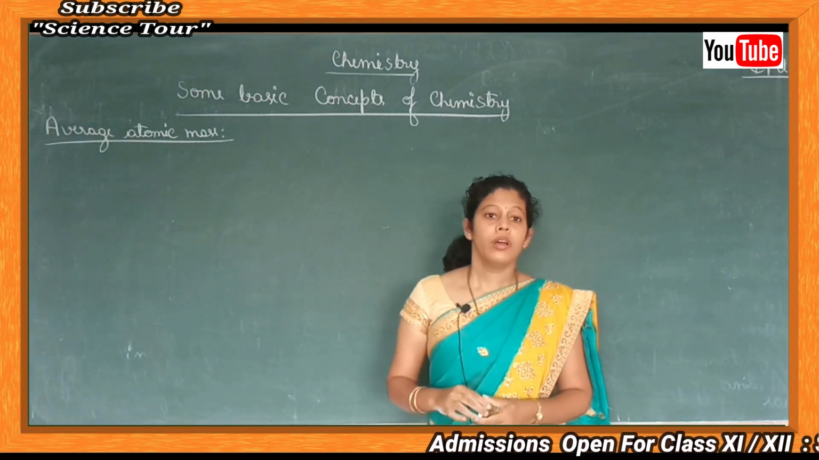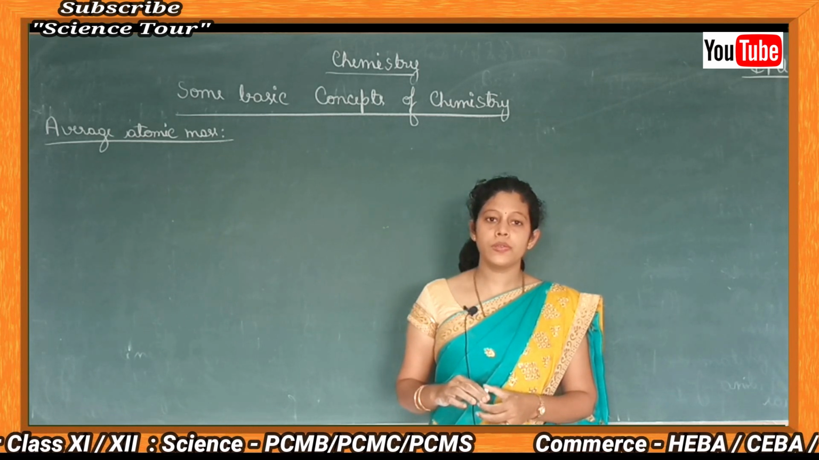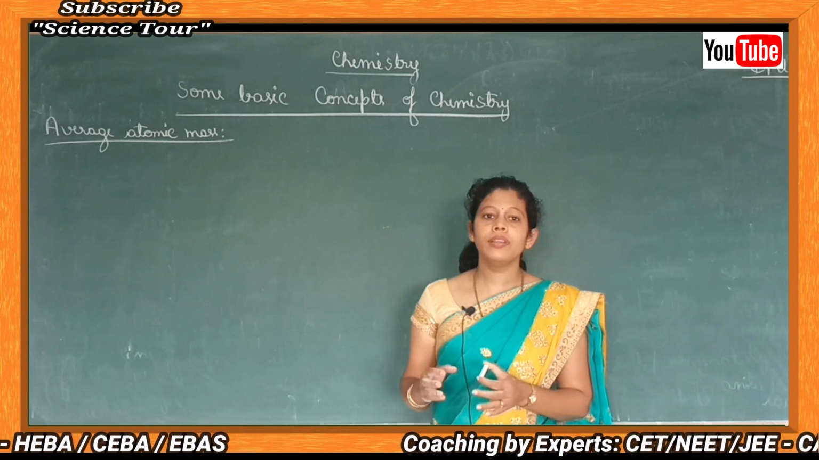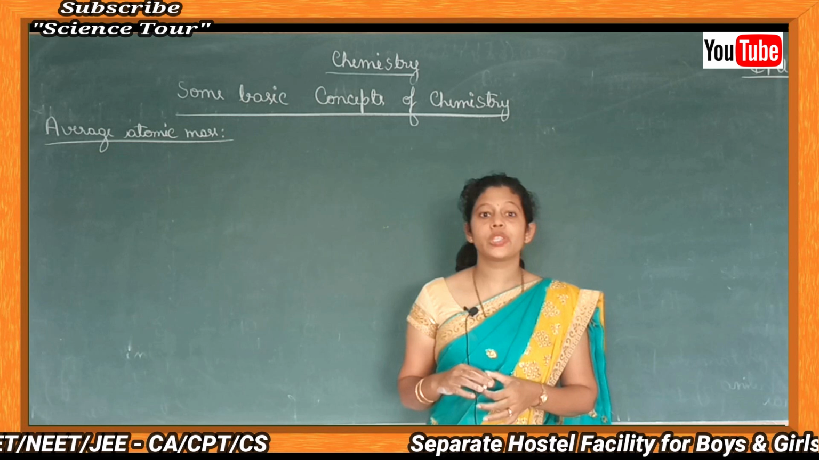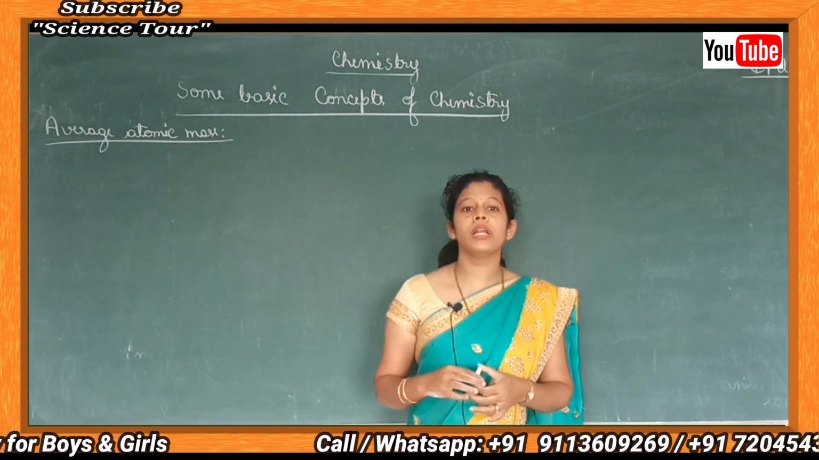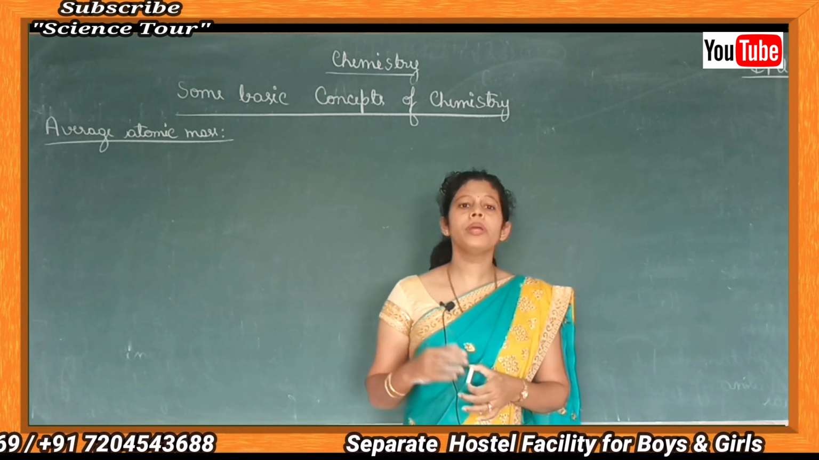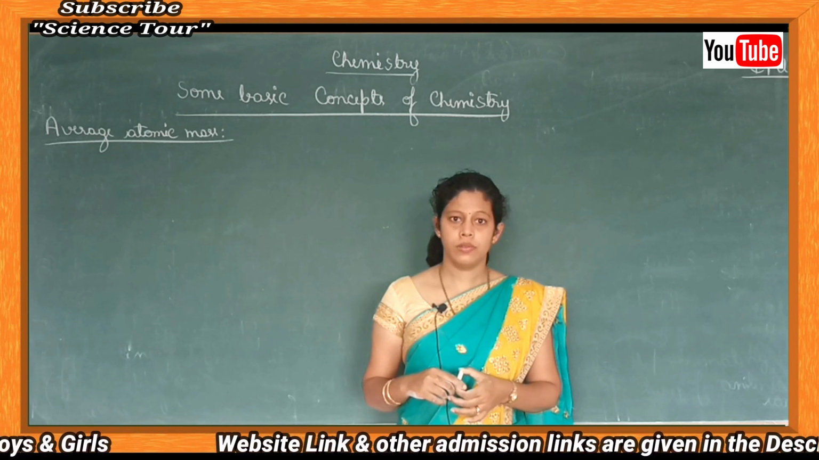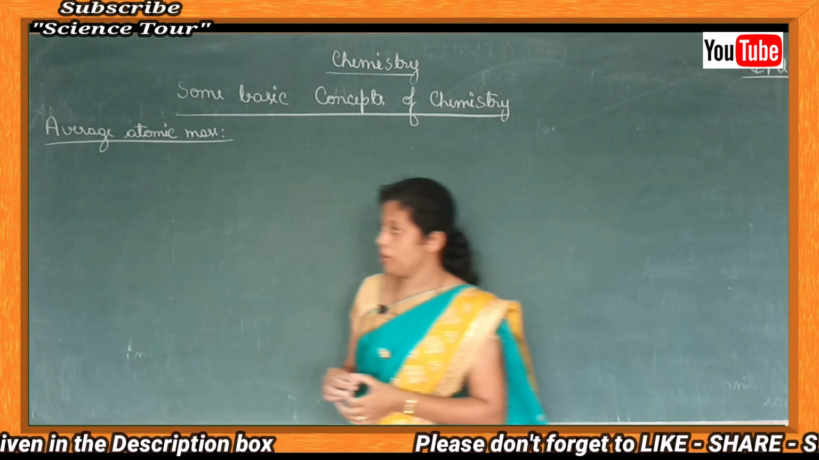Students, we already know about atomic mass. Atomic masses of different elements are given as a value with the unit AMU, which stands for atomic mass unit, which is now replaced by the symbol U, which stands for unified mass. These atomic masses of the elements are not whole numbers. Why? Because they are calculated as average atomic mass.